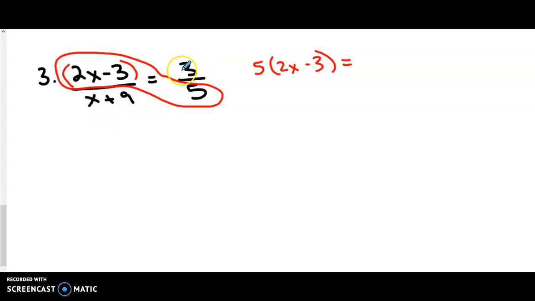And again, since you're not just multiplying the 3 times the x or just 3 times the 9, I'm going to group it together. I'm just going to put parentheses here because we have to multiply 3 times all of that. So we're going to cross multiply here.